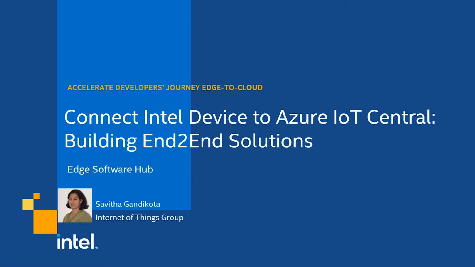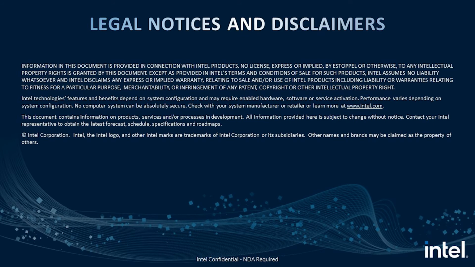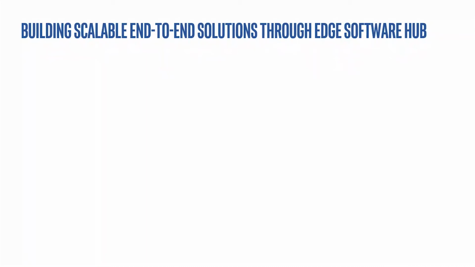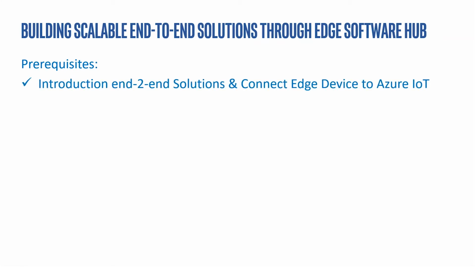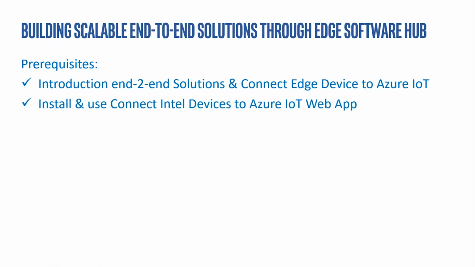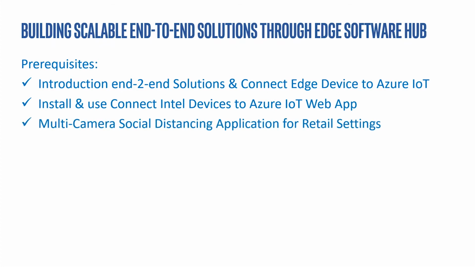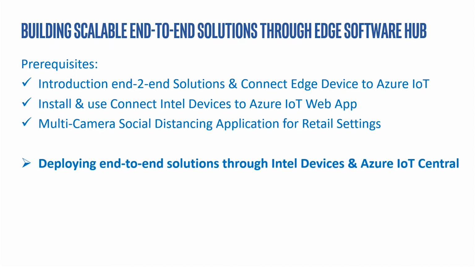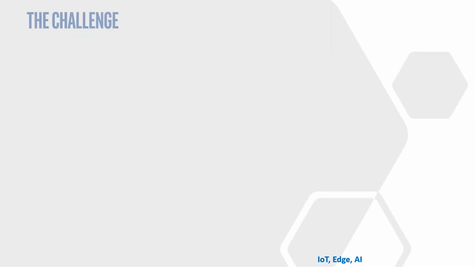In this session, we will continue to train on connecting edge devices to Azure IoT. In our path to building scalable end-to-end solutions using Intel devices, we have covered several topics, including the importance of building end-to-end solutions, the tools we are providing through Edge Software Hub, as well as the reference solutions for certain applications. Today, we are going to continue this journey further in deploying solutions using Intel devices and Azure IoT Central.